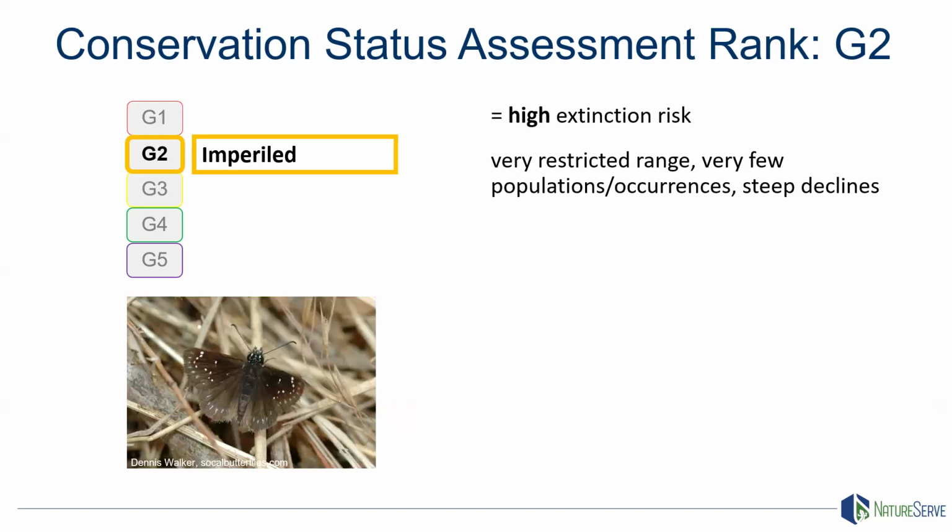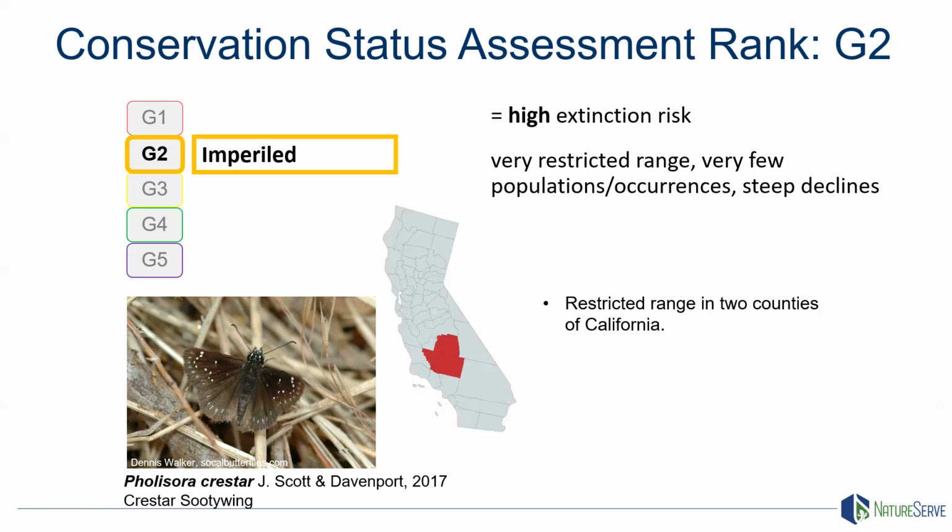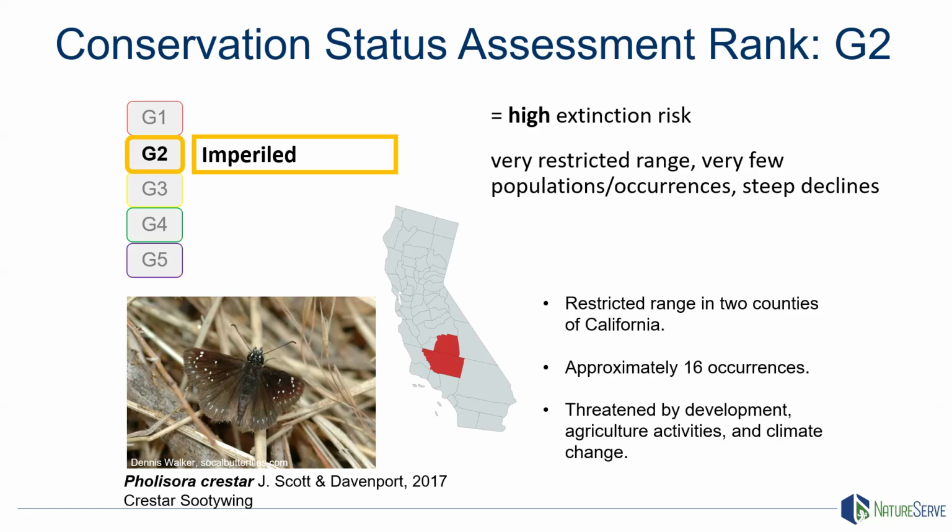G2, or imperiled species and ecosystems, have a high risk of extinction or elimination. They often have a very restricted range, very few populations or occurrences, or steep declines. The crestar sootywing, a small skipper, is considered imperiled. It occurs in 2 counties in California. There are approximately 16 occurrences that are threatened by habitat loss due to development and agriculture activities, as well as warming and precipitation changes due to climate change.